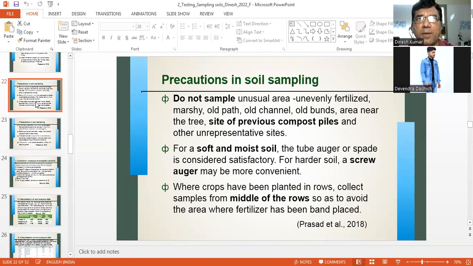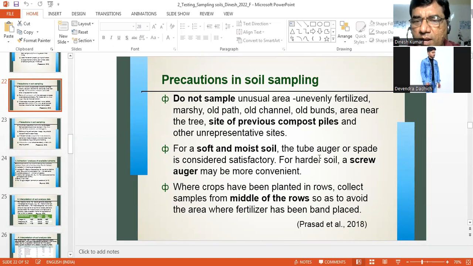Now, precautions in soil sampling, means when you are taking samples in the field, what precautions you should keep in mind. So do not sample unusual areas that are unevenly fertilized. What happens sometimes is that when you put organic manure into the soil, they make a small heap in the field, and after a few days, say after 10-15 days, they will spread it in the field. So where the heap was made, the soil will be more fertile than the rest of the soil. So care should be taken that from such areas, sampling should be avoided. Avoid the site of a previous compost pile and other unrepresentative sites.